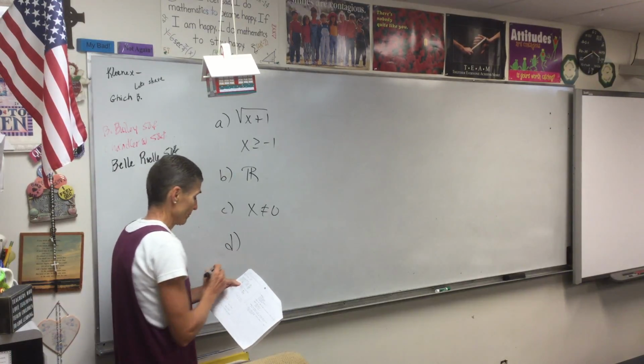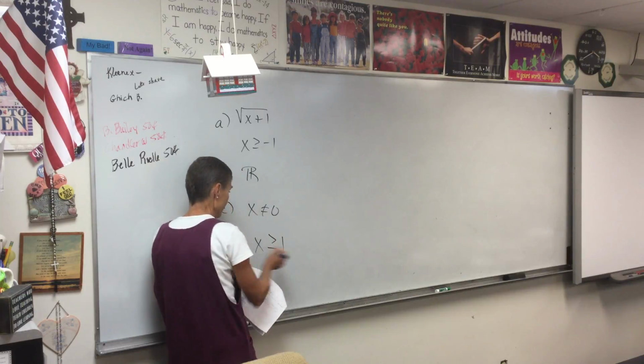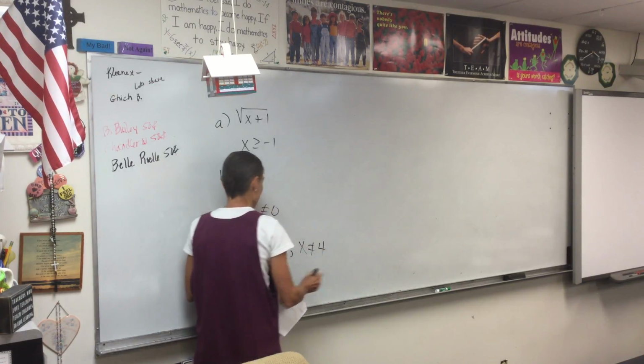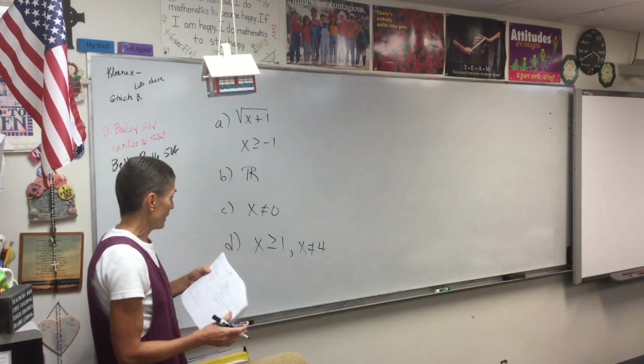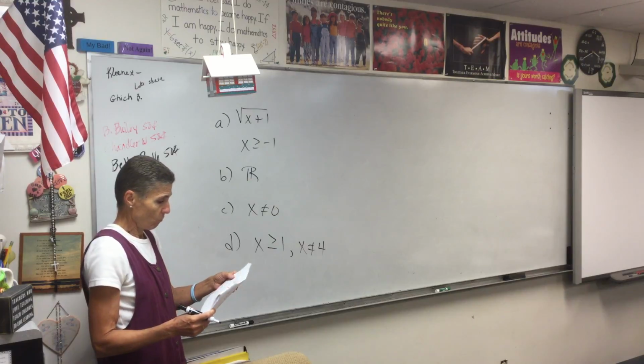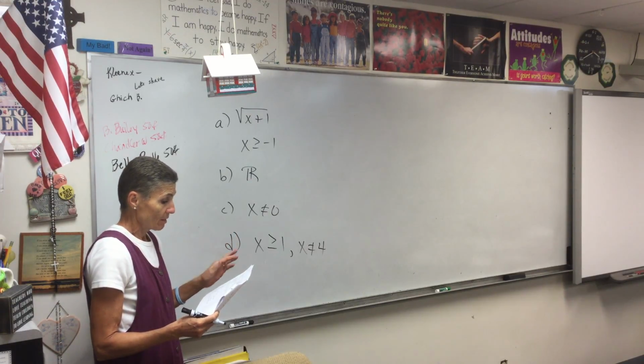X is greater than or equal to 1. X can't be 4. So X can be anything bigger than or equal to 1 except 4, because if you put 4 in, you get a 0 in the bottom, right? What about E?